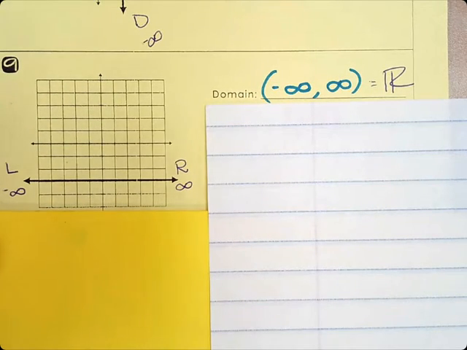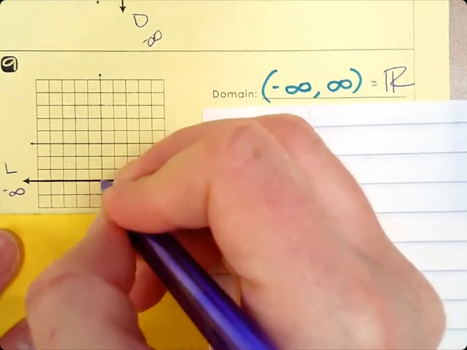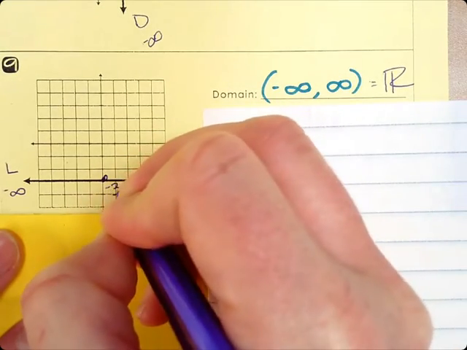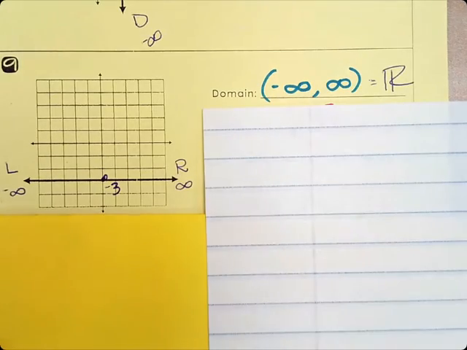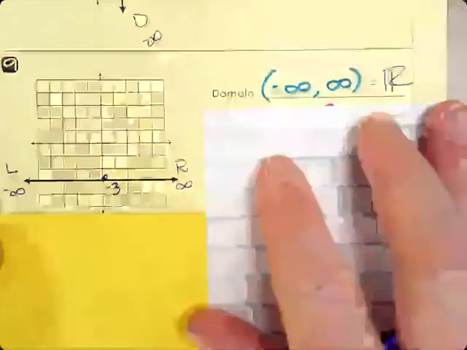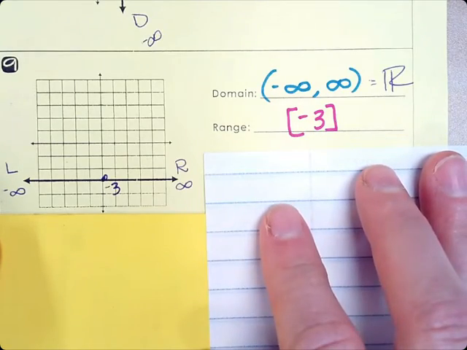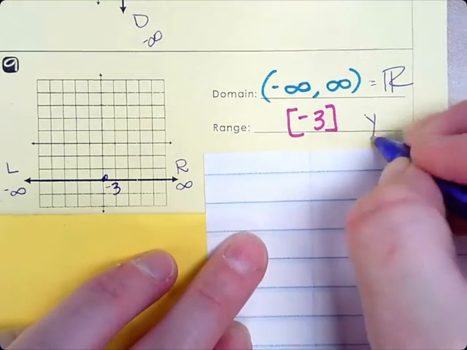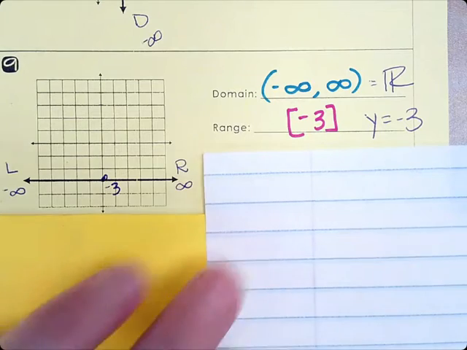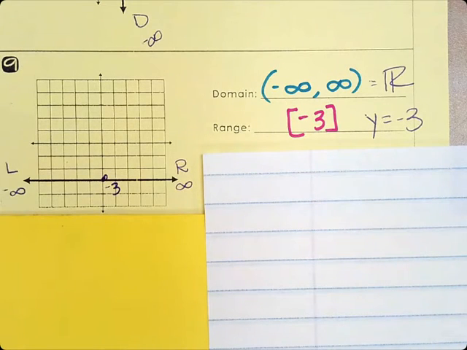The y value, or the range, is how far down will it go? It only goes down to this negative 3. It doesn't go up above that. The y value across the board is negative 3. So it's like the other one. So we put y equals negative 3. That is the only value that y can be.